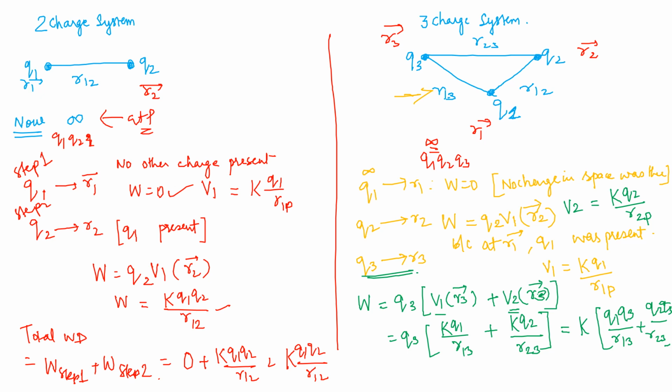This one step was not clearly or elaborately written in the notes, so make a note of it. Now we will go to the last step. The last step for the three charge system is to find the total work done.